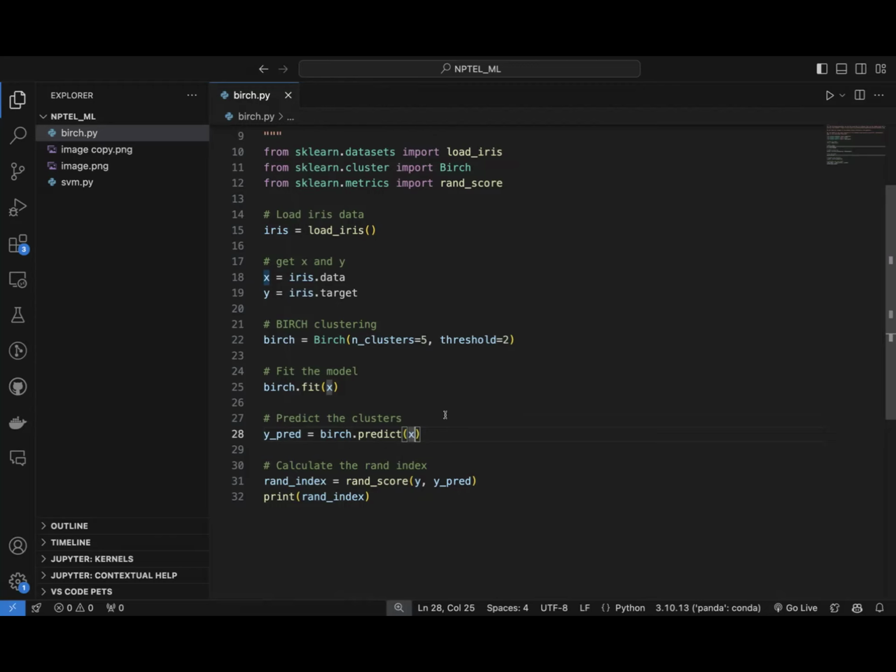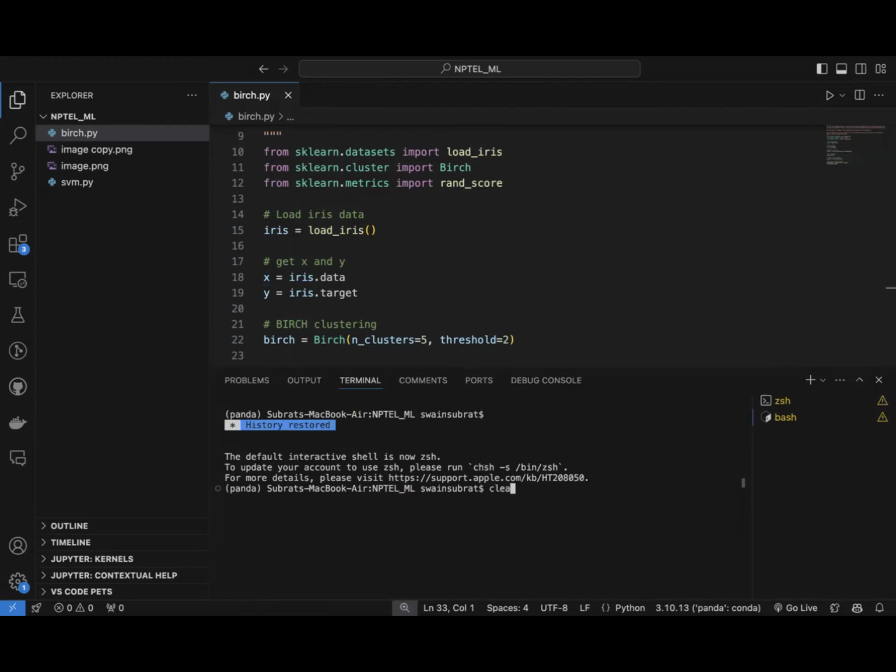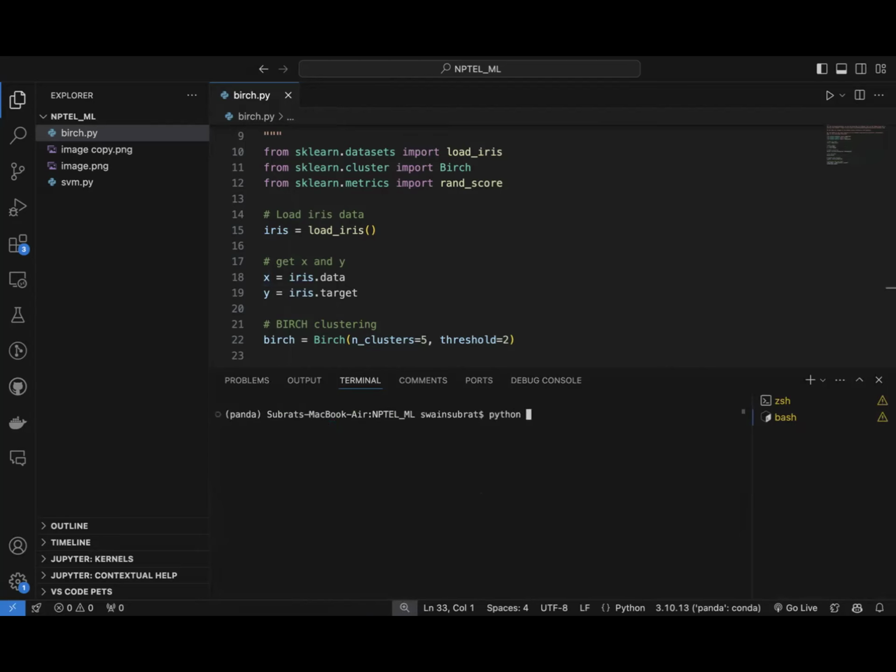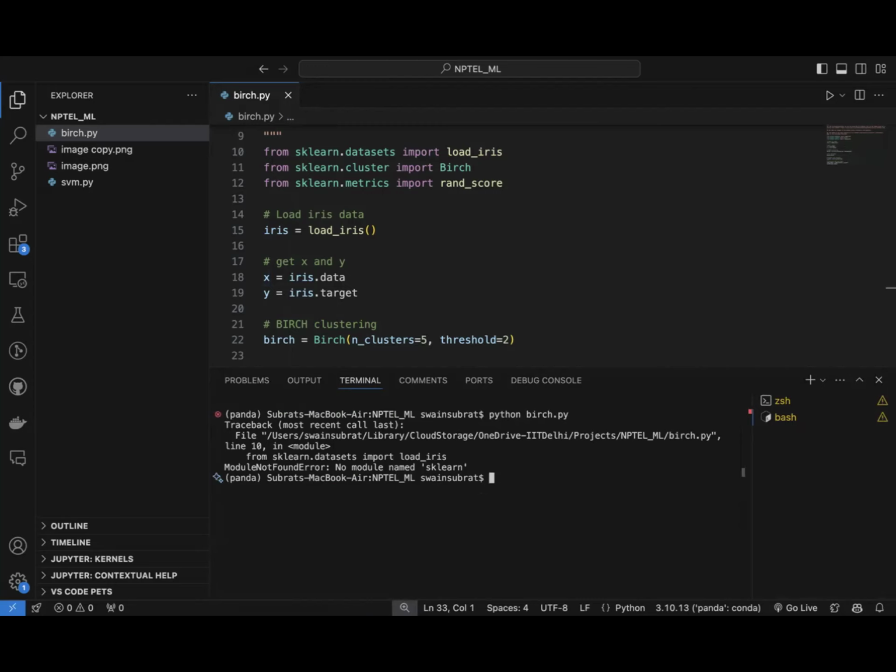Just trying to understand, iris.data and iris.target are the train and test sets, right? No, no. Iris.data is the features and iris.target is the label. Oh, okay. So you train with the features and you predict with the features as well, and you get the labels. Okay, let me run this. Run it using Python and the file name.